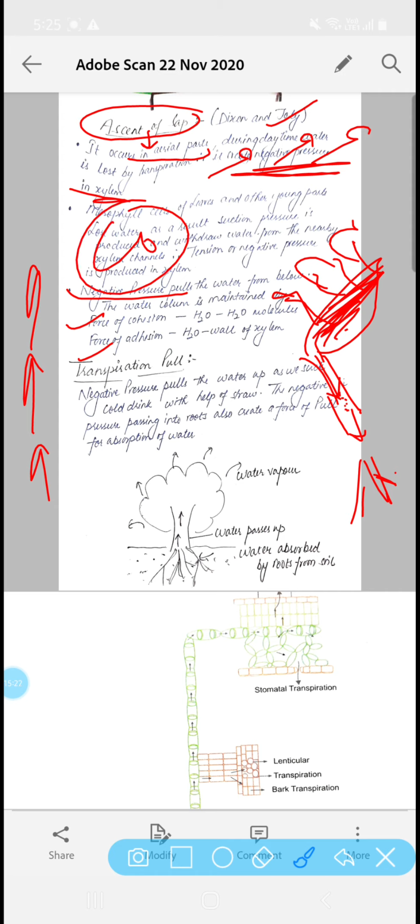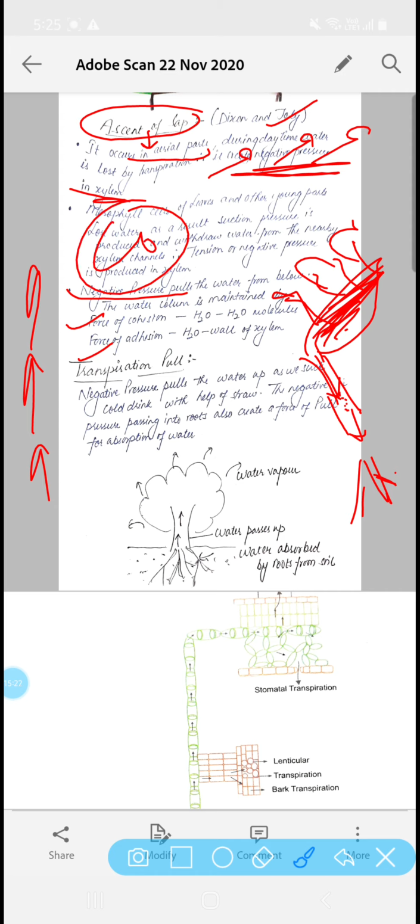That is called the ascent of sap. Now there is one more mechanism for transportation in plants, that is transpiration pull. It is related to the above topic only. That negative pressure that pulls the water up, as we suck a cold drink, I have already discussed with you. So the negative pressure passing into the roots also creates a force of pull for absorption of water. Actually, pressure is exerted on the root so that it can maximally absorb the water from the soil.